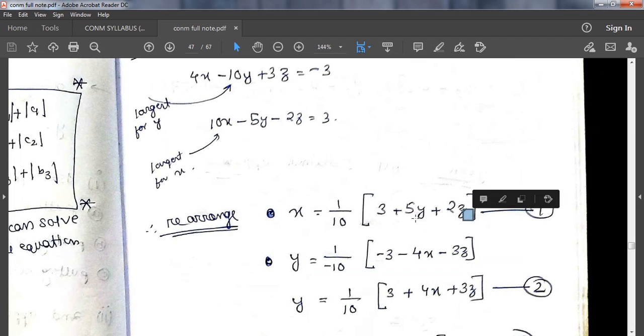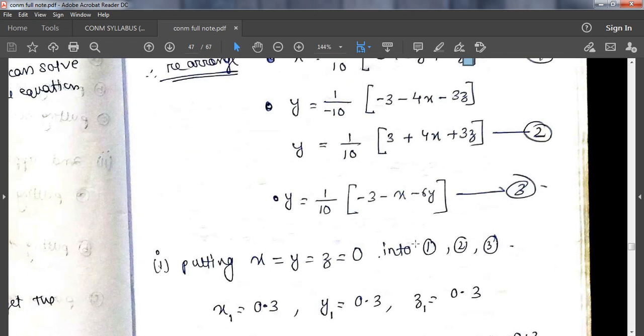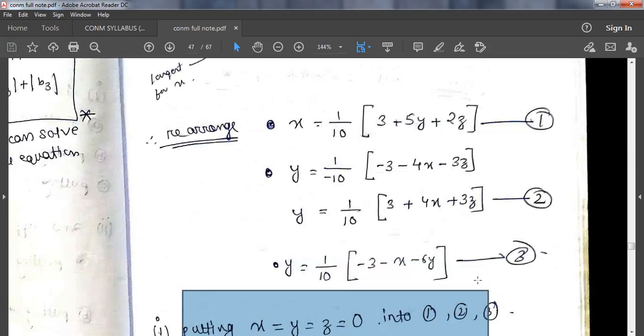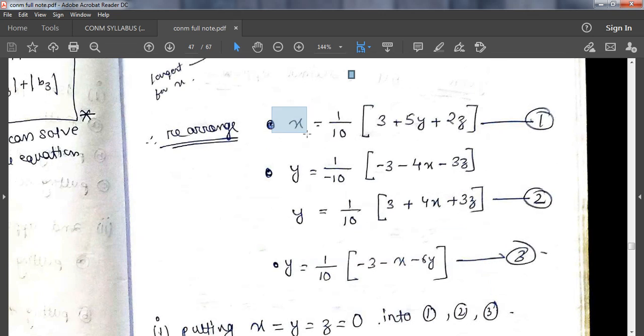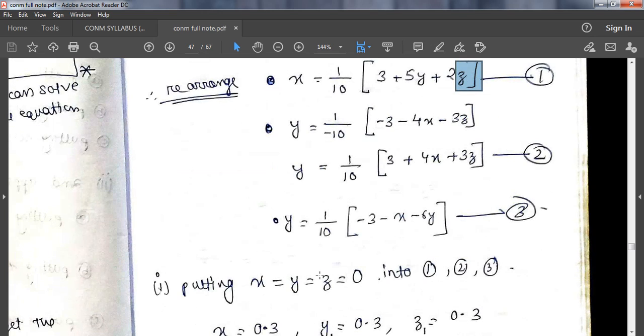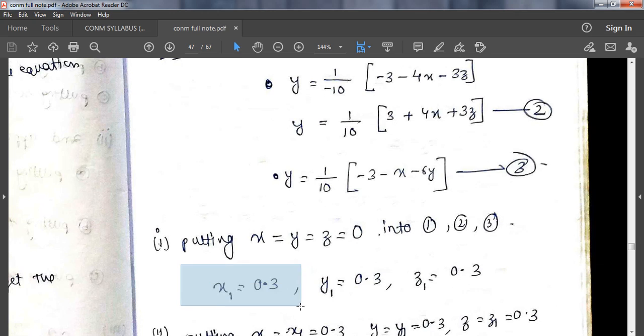So when I have no idea, I have to start somewhere. The starting point will be putting x, y, z all equal to 0. So what will I do? In the first equation, since I'm finding x, I will put y and z to be 0. If I put y and z to be 0, then it becomes 3 by 10, so x becomes 0.3.